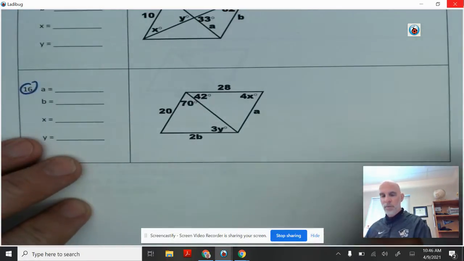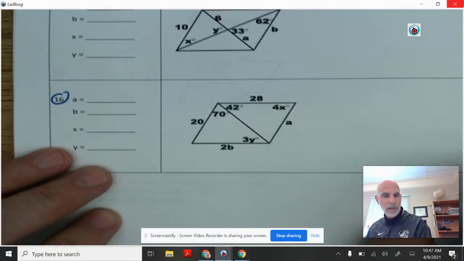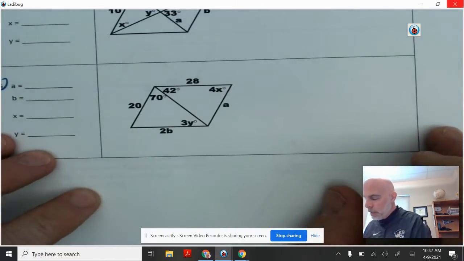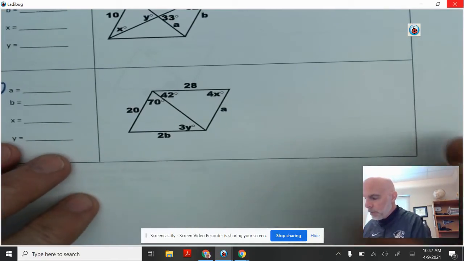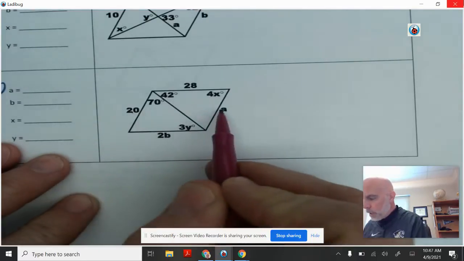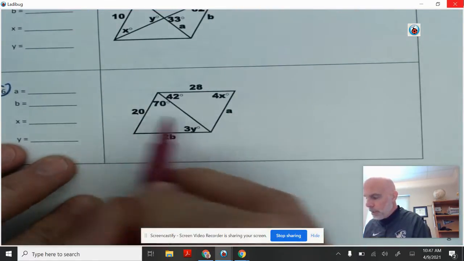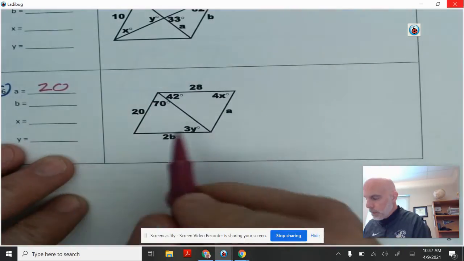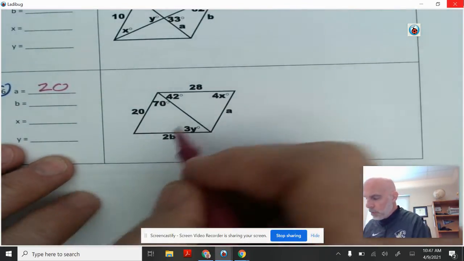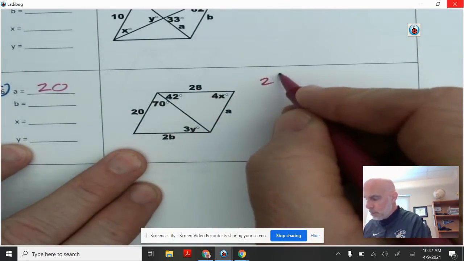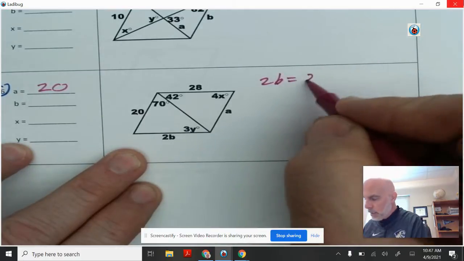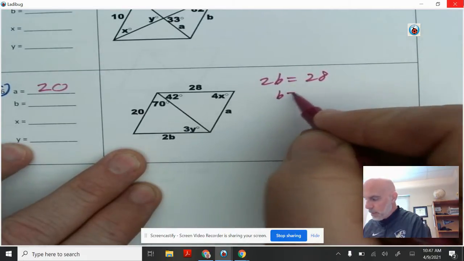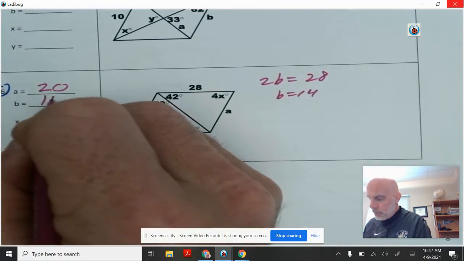Okay, let me show you a few others. Here's one. That's a parallelogram that you would have to solve. So you have to think about your properties right here. Well, we know that opposite sides are congruent. We just wrote that down. So A is 20. And we know these two are congruent, so I would set that equal to 28, and I could solve that and get 14 for B.